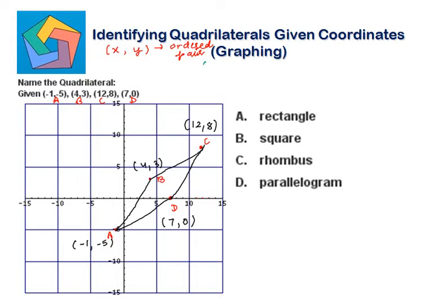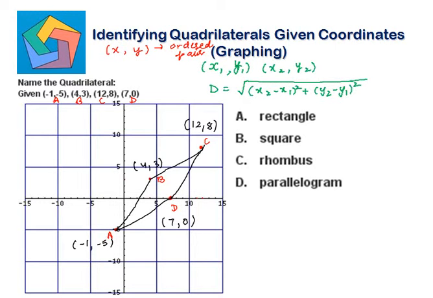Now, for any line whose endpoints are given by (x1, y1) and (x2, y2), the distance formula is given by the square root of (x2 minus x1) whole square plus (y2 minus y1) whole square. This is the distance formula to find the length of any side. So we can determine the length of AB. Let's apply the distance formula.